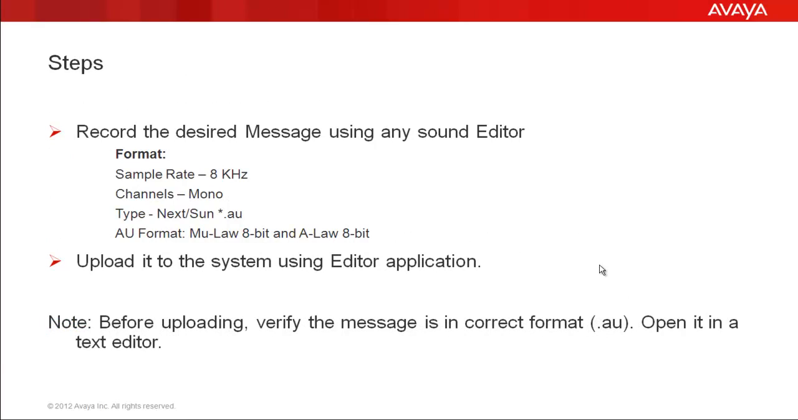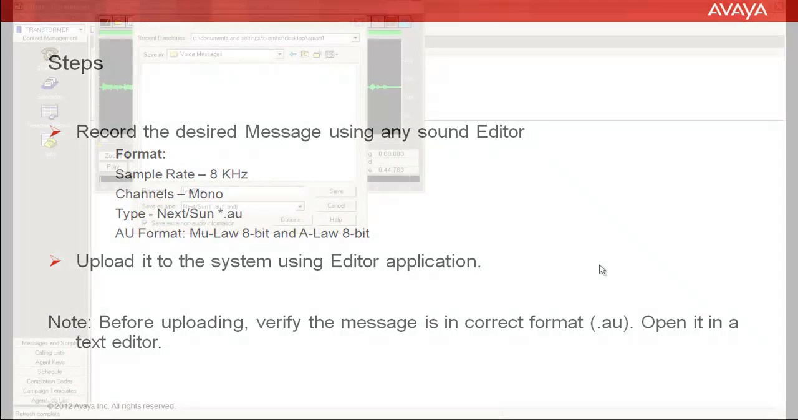The first step is to record the message using any sound editor. The message should be recorded in the given format, as you can see on the screen. It's important that while saving the audio file, you save it as nextsun.au format. And depending on your location or the region the dialer is calling into, you choose it to be an ALAW or a MULAW format. We will also see how to validate that the message is saved in the .au format correctly and not a .wav.